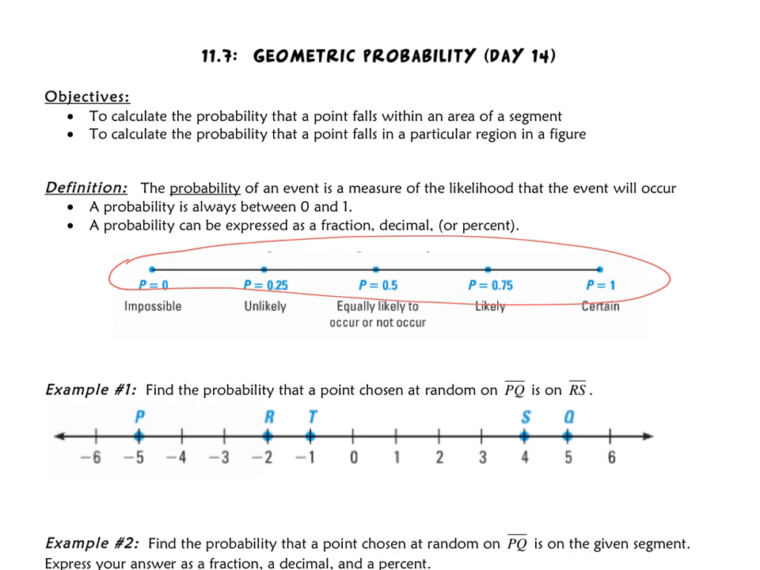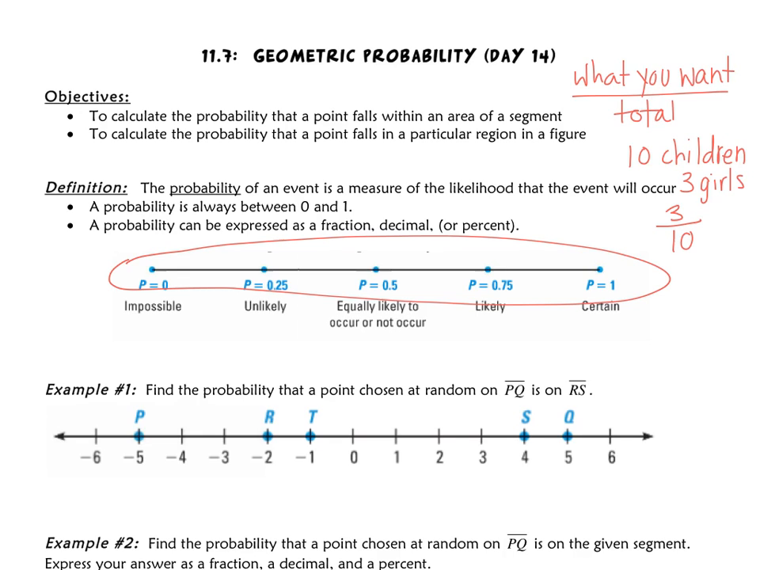The way that you find probability is what you want to happen over the total that's there. For example, let's say I had a room with 10 children. It's a preschool class or something that's small. 10 children, 3 of them are girls. If I wanted to know the probability that if I randomly choose a child in the class it's a girl, I'm going to put 3 over 10. What would be the probability of choosing a boy randomly? It would be 7 out of 10, a higher probability because there are more boys.